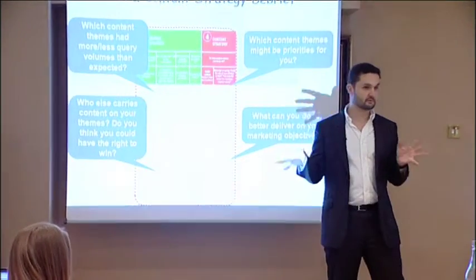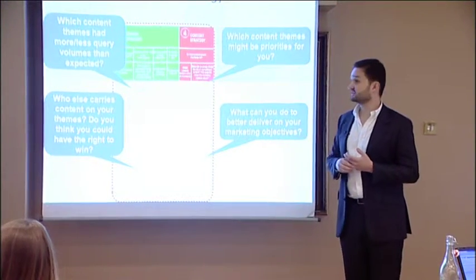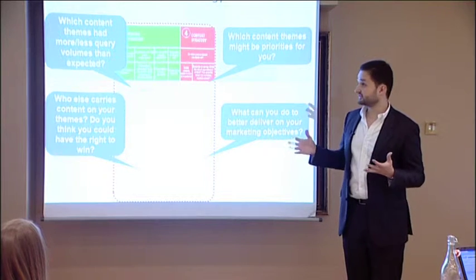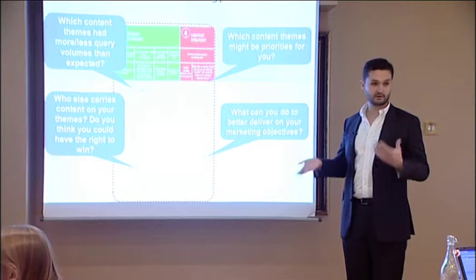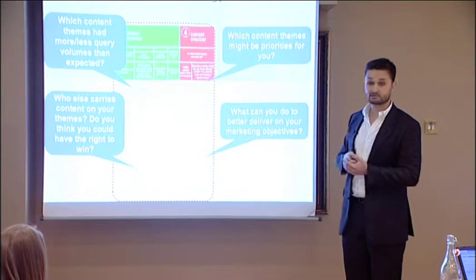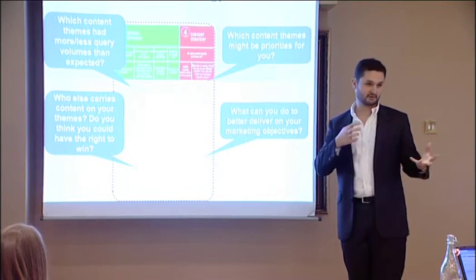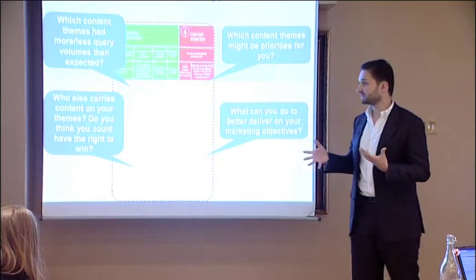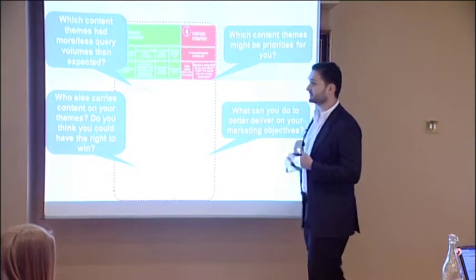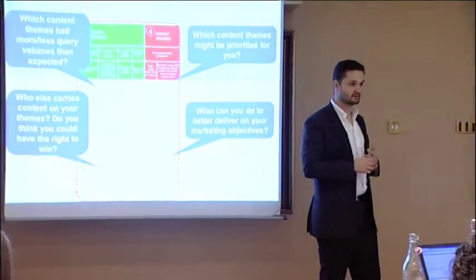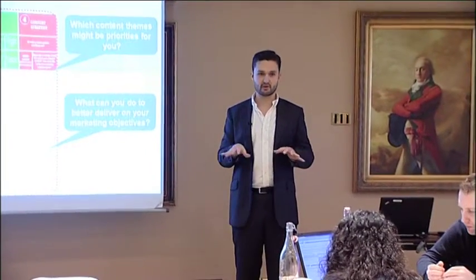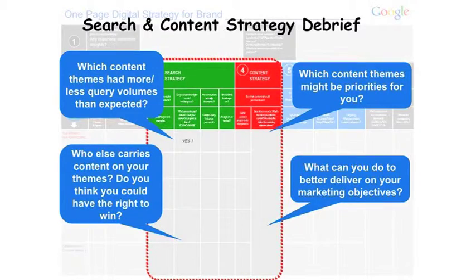So I'm going to ask each one of the groups to go through these 4 questions. Are there any surprises in terms of one of the content themes that you've identified, more or less queries than you expected? Did the keyword tools throw in any really interesting insights? Who else carries content on your themes? And do you think you have the right to win? If each group just covers 1 theme, I think it's probably enough. Just cover your favorite theme from all of the ones that you've identified.